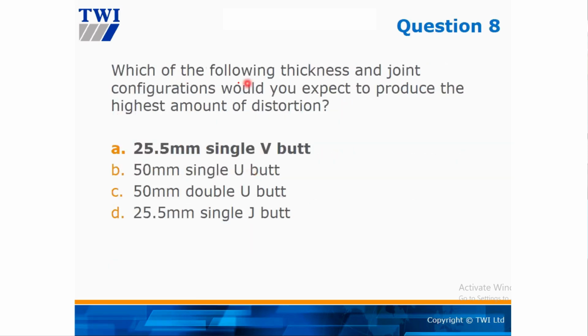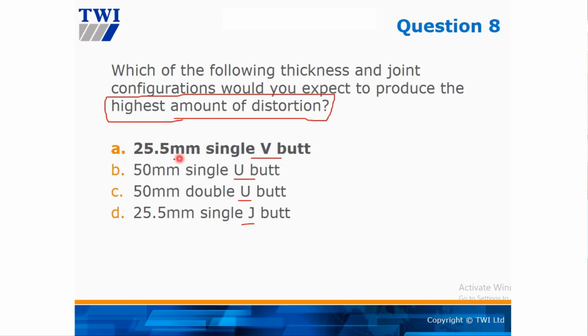Question 8, which of the following thicknesses and joint configurations would you expect to produce the highest amount of distortion? If you look here, all is U, U, and U. So U compared to V, U got a smaller angle. When you got a smaller angle, you will reduce distortion compared to V. V got a bigger angle, then it will be more distortion in this case.